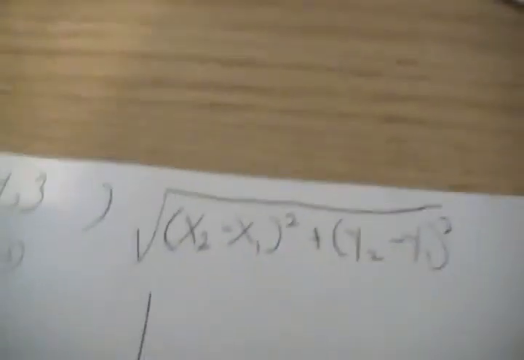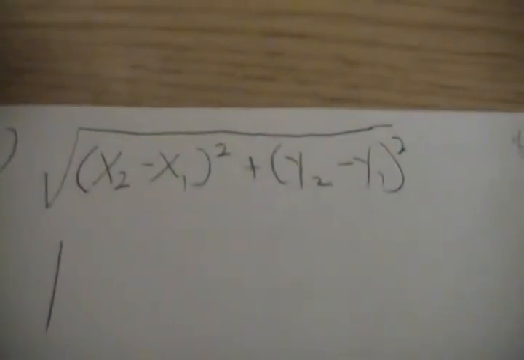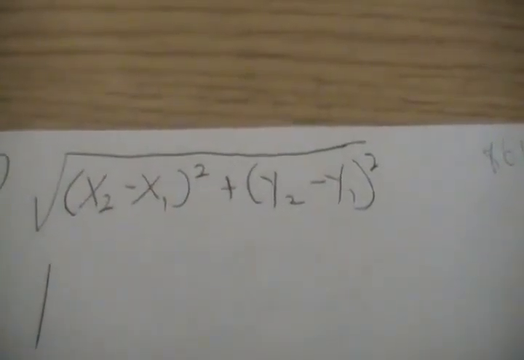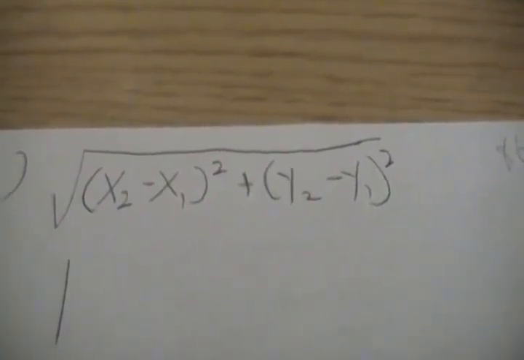The square root of (x2 minus x1) squared plus (y2 minus y1) squared. Okay, it's going to be x2 minus x1 squared plus y2 minus y1 squared. Well, what's this whole business about x2, x1?